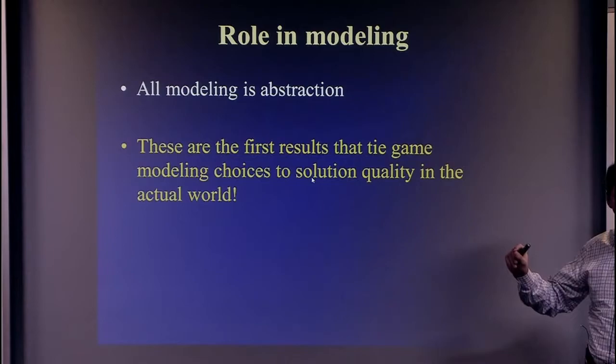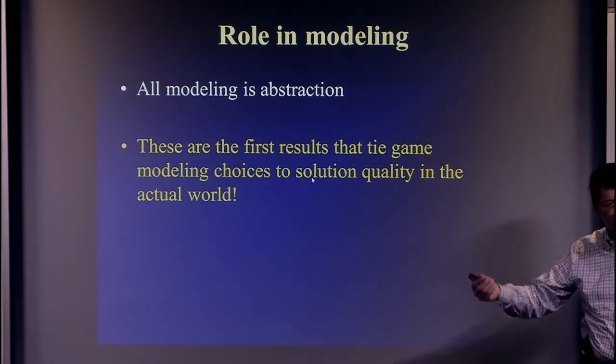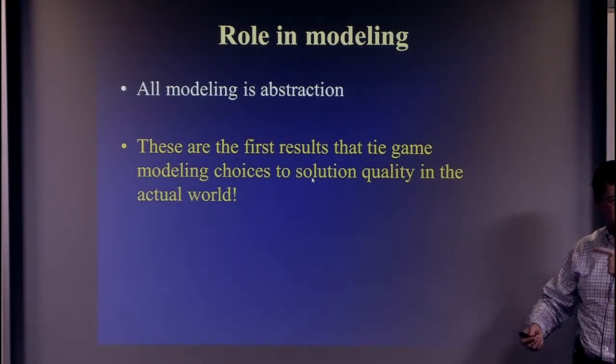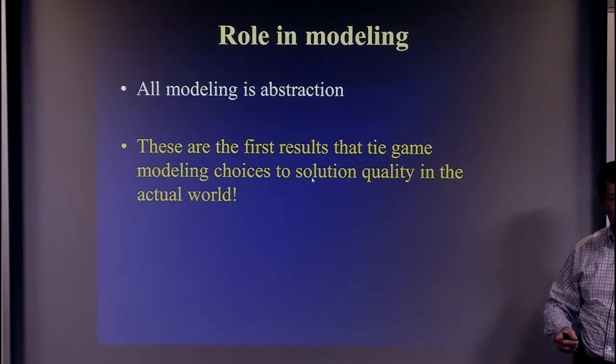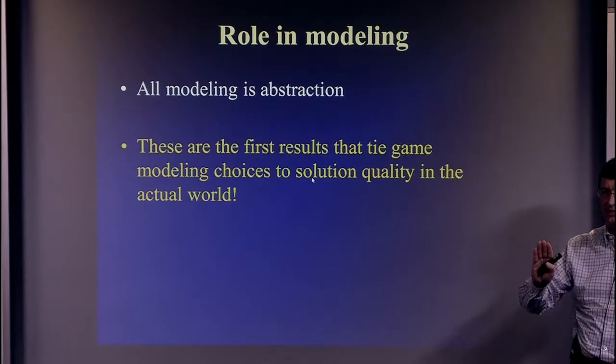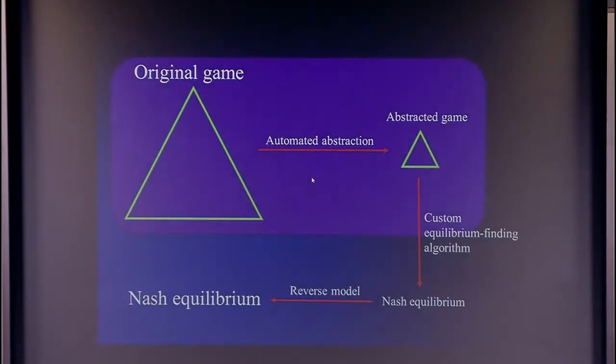So until now, we had no idea when we made our game modeling choices how the answers from that model would then apply to reality. But now these are the first ties between reality and modeling as well, if you can measure the left-hand side quantities between reality and the model, at least bound them. All right, so that was abstraction.